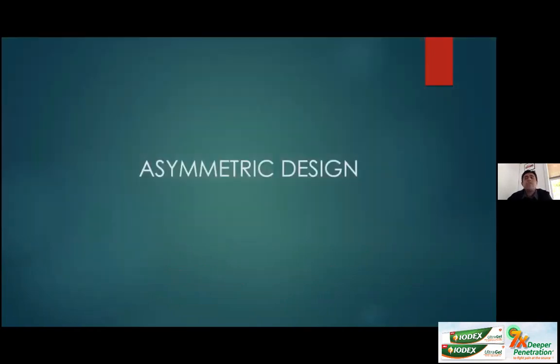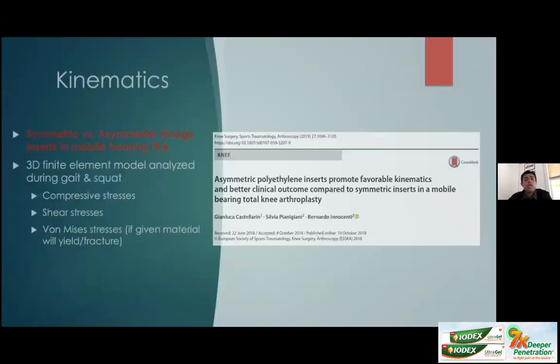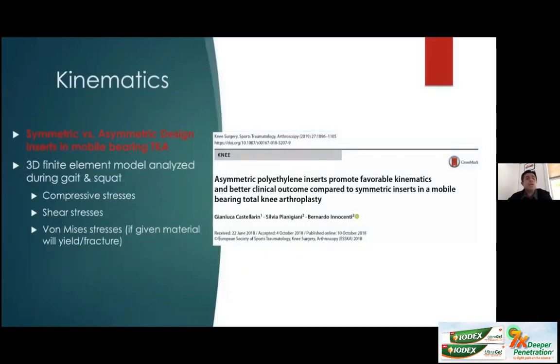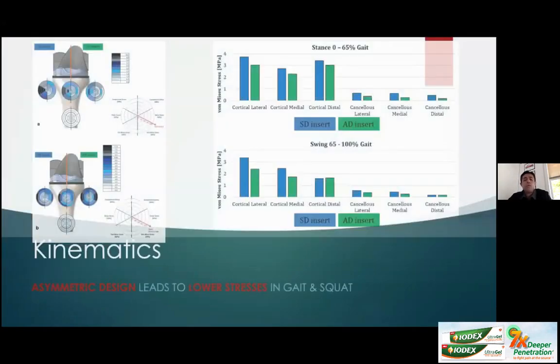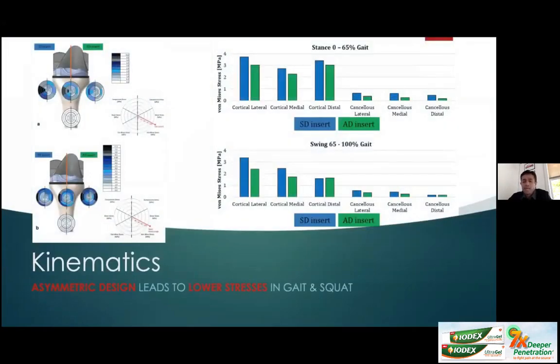Now let's look at asymmetric designs, in which you can have either distal femoral cut asymmetry, proximal tibial implant asymmetry, or both. And in this group in Italy compared a symmetric versus an asymmetric design in mobile bearing total knees, and they looked at stresses, compressive stresses, shear stresses, and material stresses. And what they found was that asymmetric designs overall in green leads to lower stresses in things like gait and in squat. They're not necessarily statistically significant, but overall seems like they're offering favorable stress transfer to the tibia, which is what we care about.